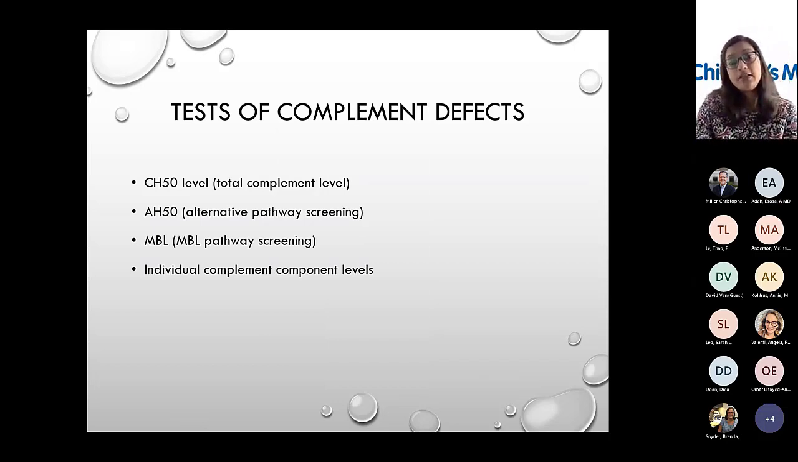Complement defects. You can screen for complement defects using screening tests called CH50, which is total complement and looks at the classical pathway of complement, or AH50, which looks at the alternative pathway. And there is a test for the mannose binding lectin pathway. However, MBL deficiency is pretty controversial. Most of these patients are pretty healthy and do not have immune defects. Regardless, if you notice a defect in any of these screening tests, you can order individual complement levels.